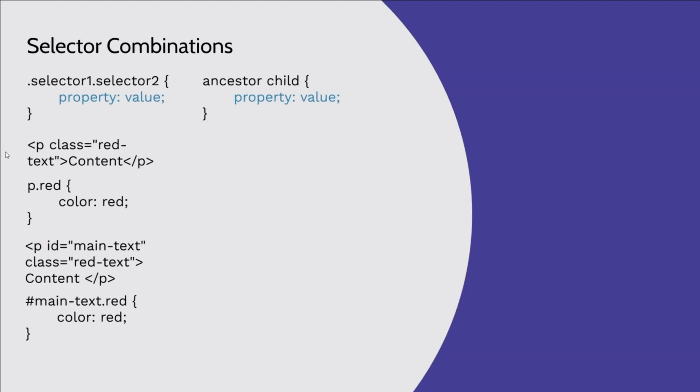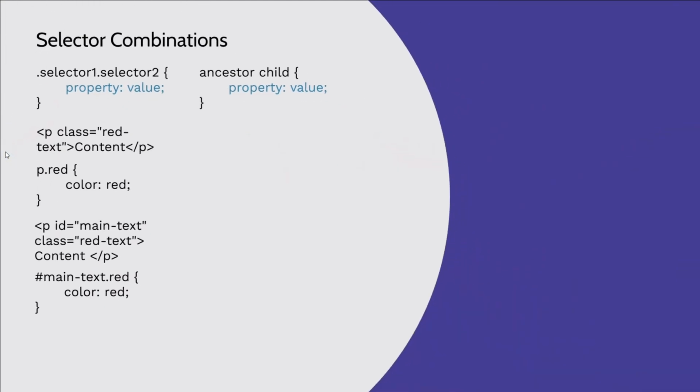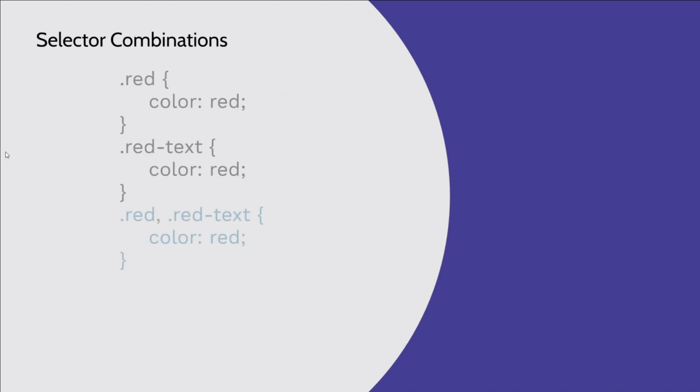Now the second one is by combining the ancestor and the child. If we want to target the class red which is inside a div, we would use the ancestor child selector syntax. The CSS will look like this. The other combination is that we want to apply the same style to two different classes. In that scenario, we can target both the classes by separating them with commas. This can be applied in similar ways to IDs as well. Just use the hash instead of dot.